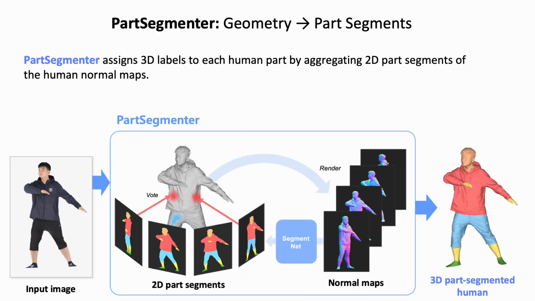Part Segmenter predicts 3D part segments from a textureless human geometry. Specifically, Part Segmenter performs normal rendering based on the 3D human geometry, and then assigns 3D part labels to the 3D human surface by aggregating 2D part segments of the human normal maps.